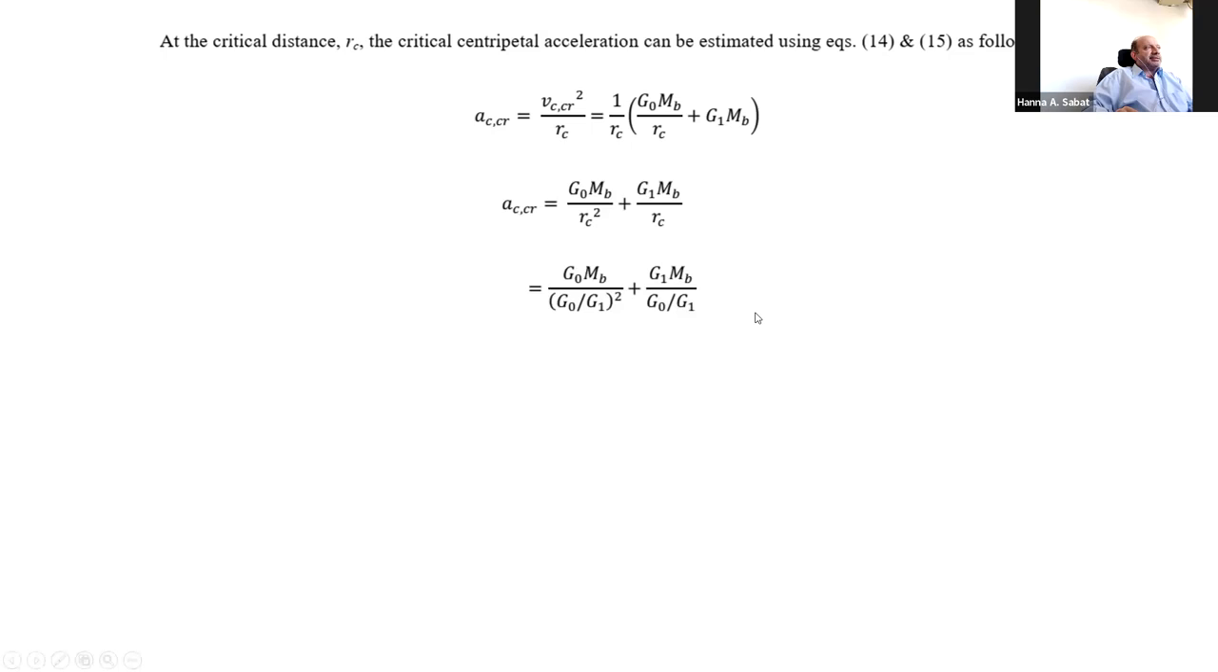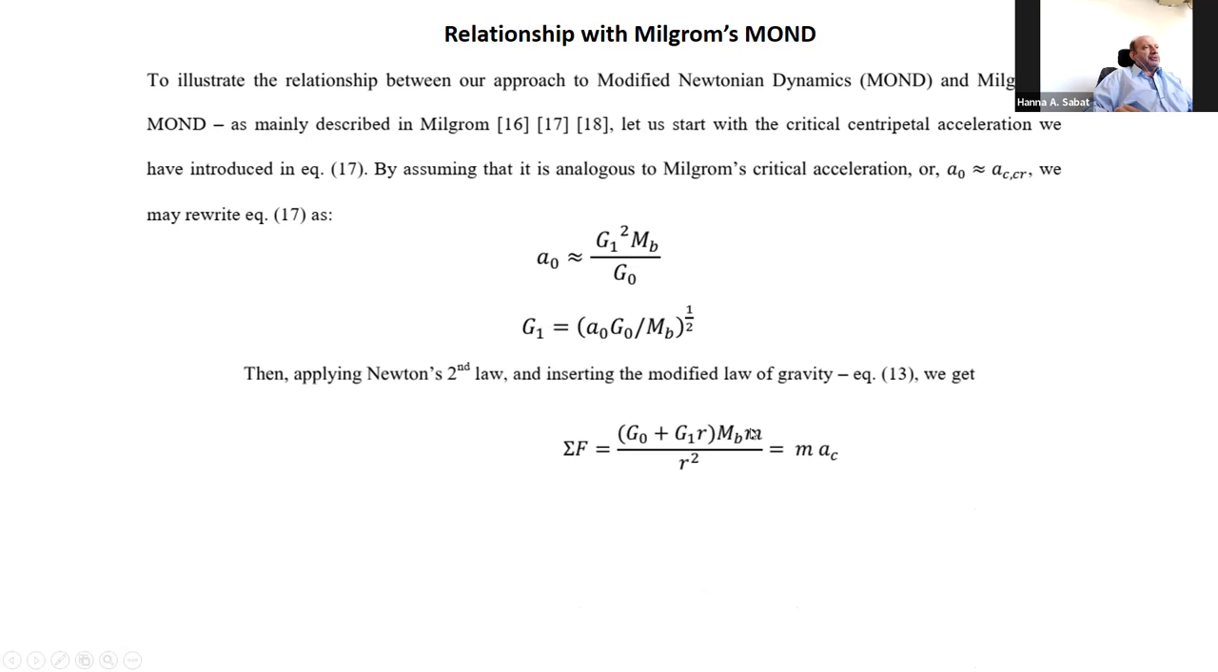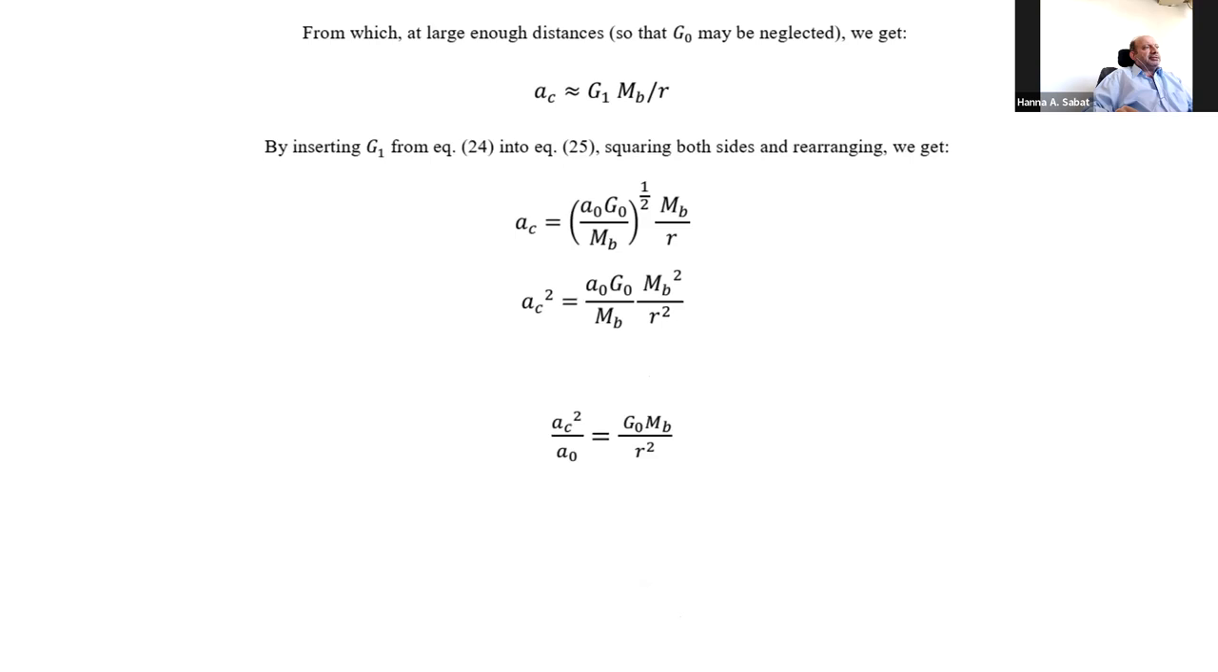Now, this is our way to link the critical acceleration in our model with the Mondian critical acceleration, which is Milgrom's MOND. And we found here that the critical acceleration equals G1 squared divided by G0 times the baryonic mass of the galaxy or the galactic center. This way we were able to link it with Milgrom's MOND, and I'm going to walk a little bit faster.